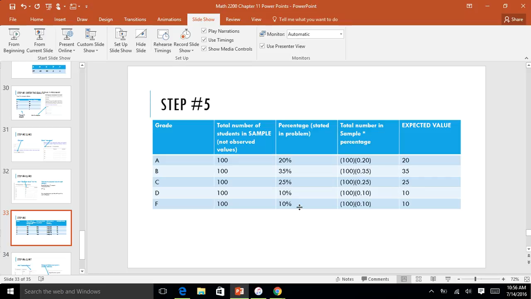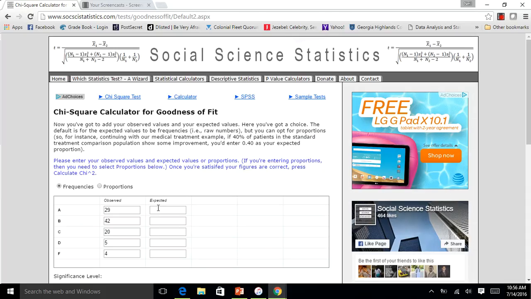And honestly, in the real world, this happens in classes, especially in intro level classes. You don't get that pretty normal distribution. You kind of get a skewed distribution. So let me go back to my website and I'm going to put in my expected.